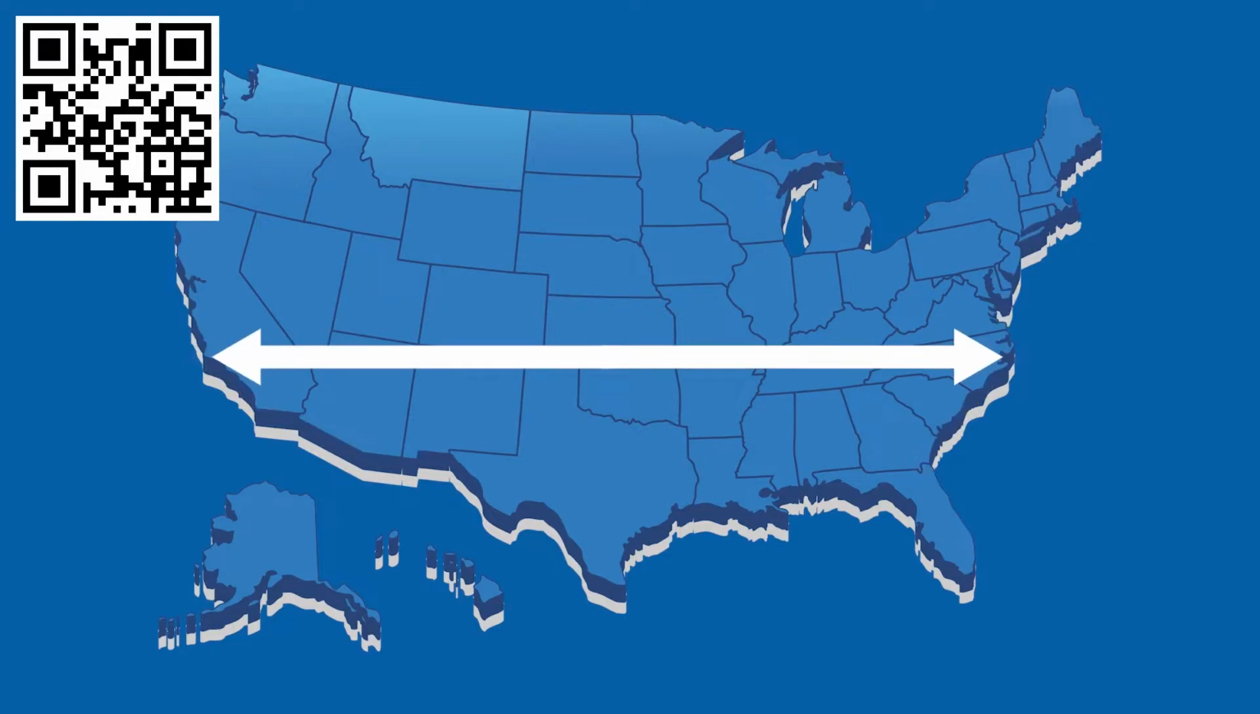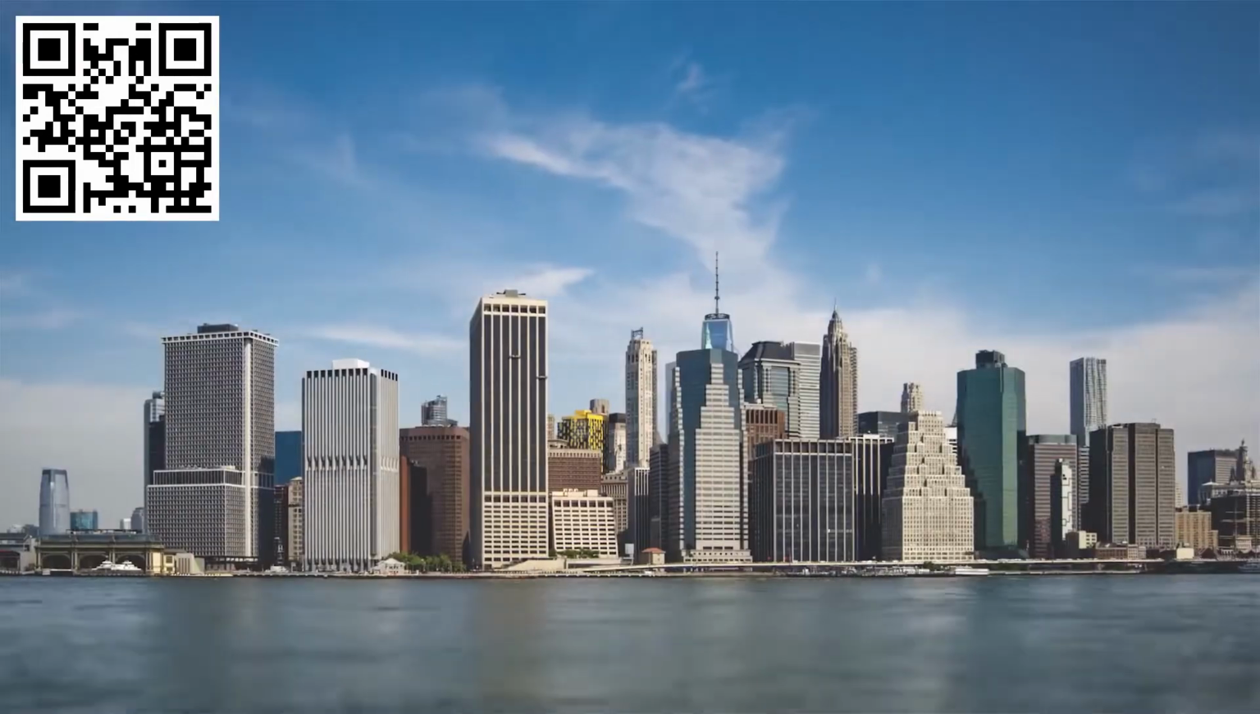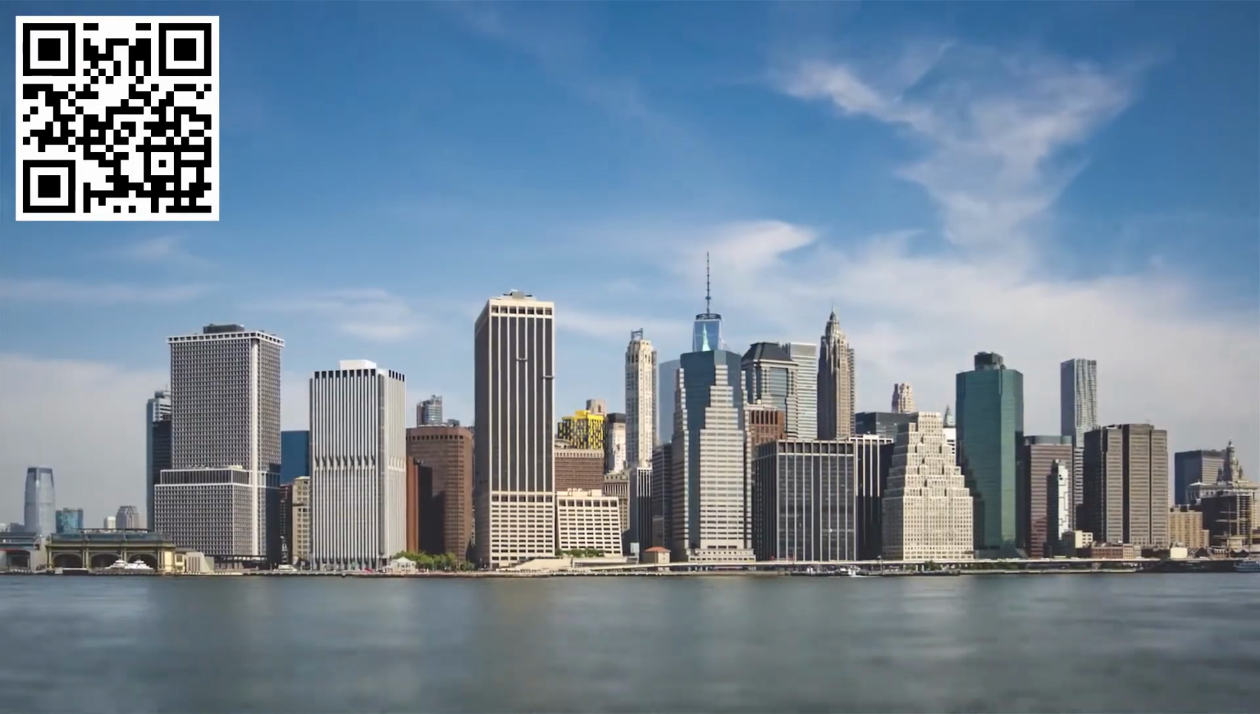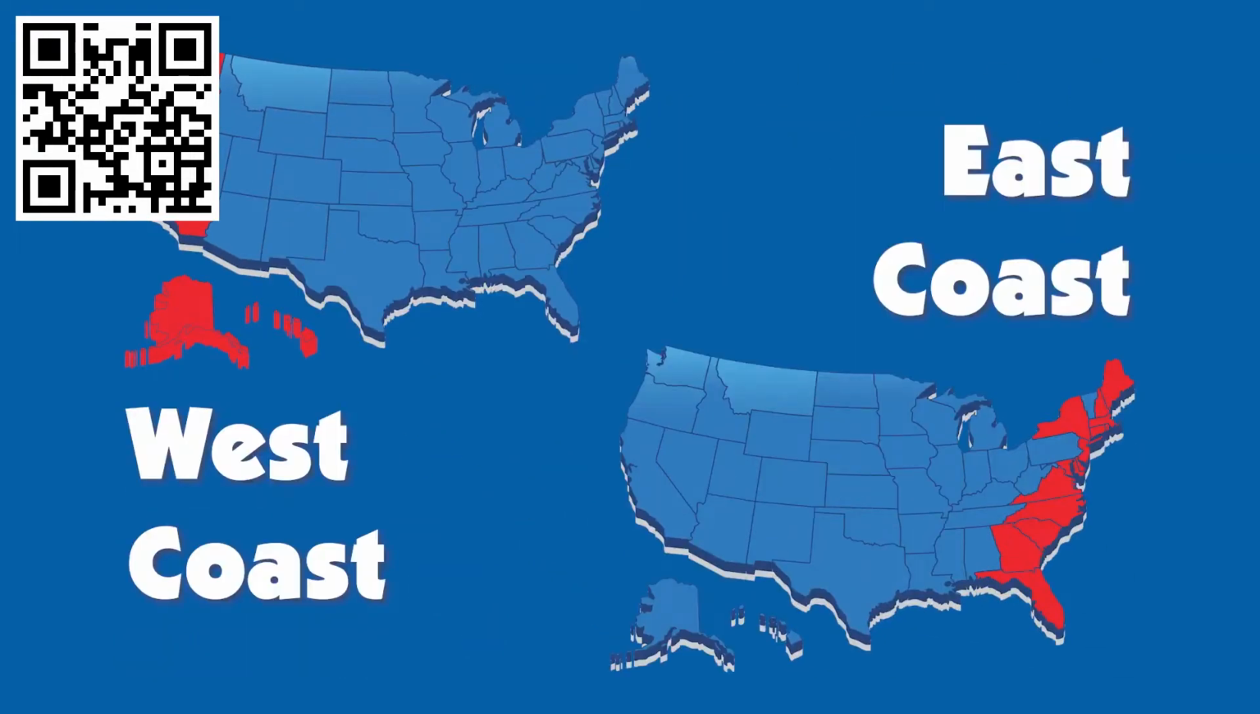They are also on opposite sides of the United States. California is on the west side, and New York is on the east side. East Coast and West Coast are used to describe those locations and other places near them.